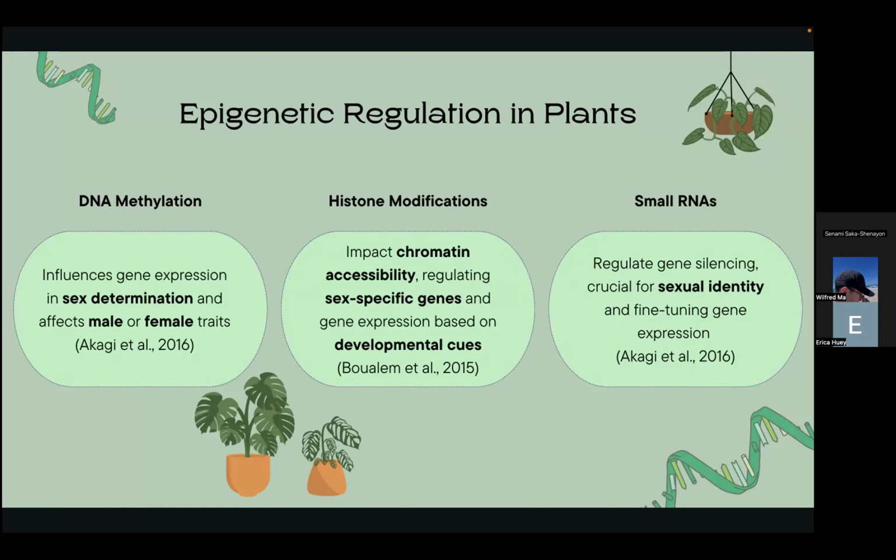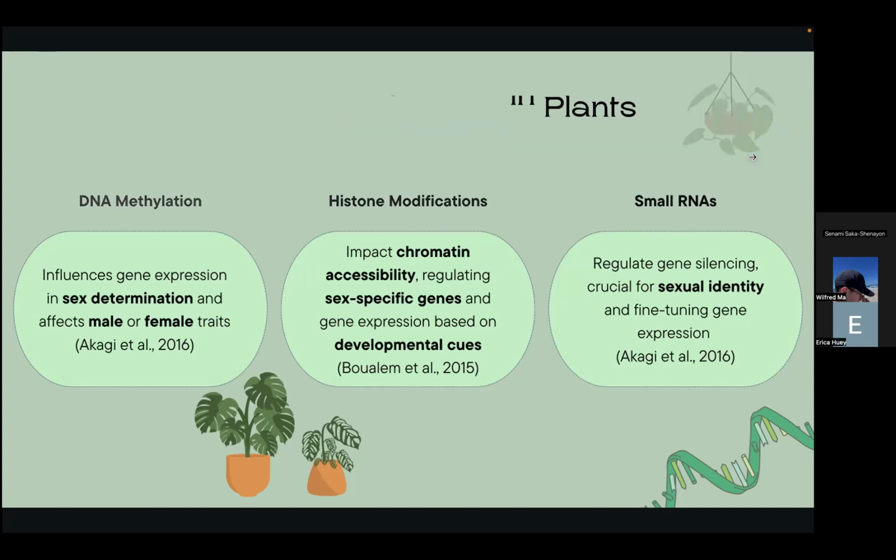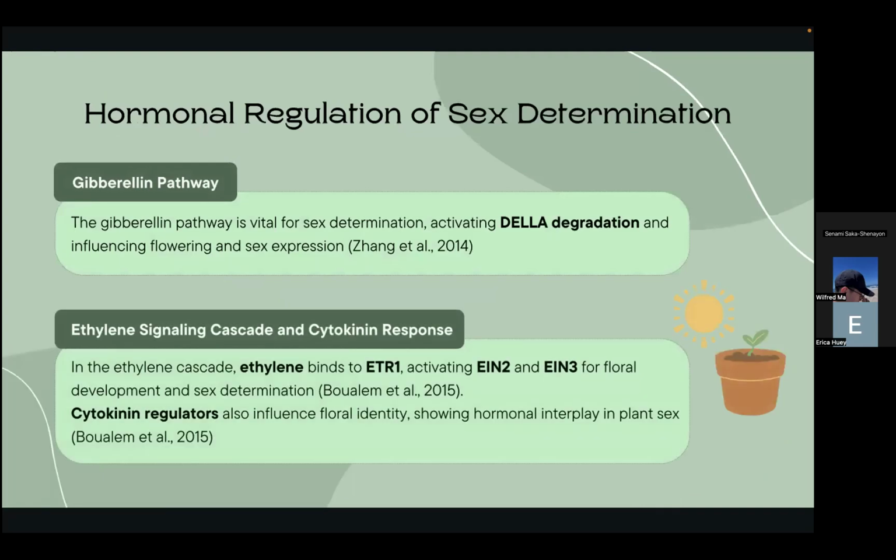Secondly, histone modifications change how tightly DNA is packed, affecting gene accessibility and expressing genes based on developmental cues. Lastly, small RNAs regulate gene silencing, fine-tuning sexual identity and controlling reproductive traits. However, beyond genetic and epigenetic controls, hormones provide a biochemical signal that drives sex differentiation. In the GA pathway, GA triggers DELLA protein degradation, allowing activation of male-promoting genes like TDF1, meaning GA acts as a molecular switch favoring male traits.